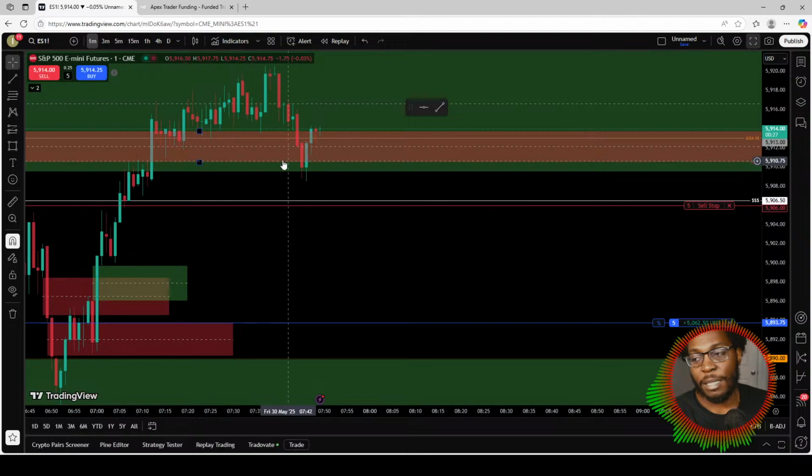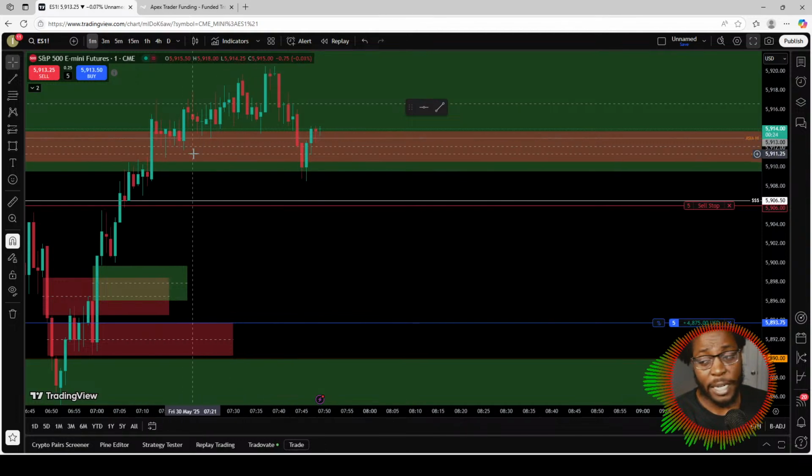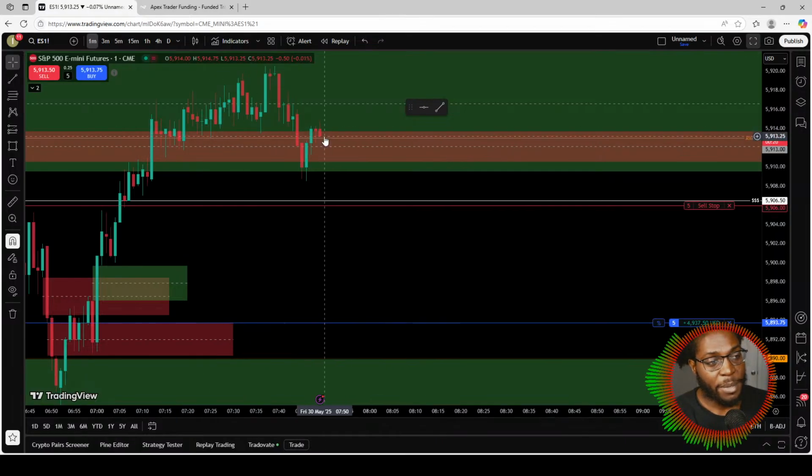But again, this is just telling me that it swept whatever lows were down here. That's what I'm feeling like happened, like it swept the lows down here. Maybe, but we'll see.